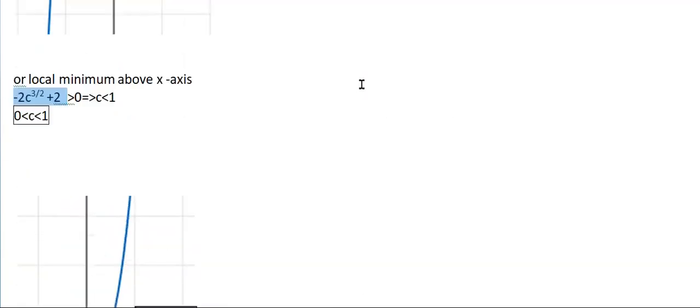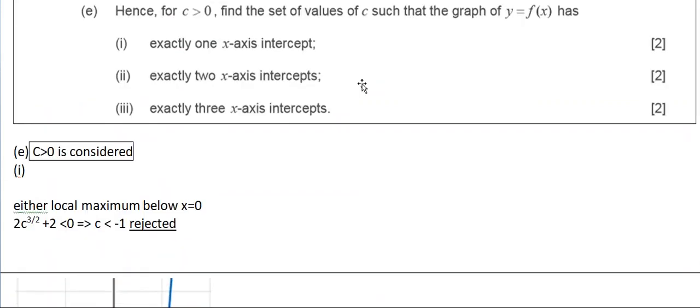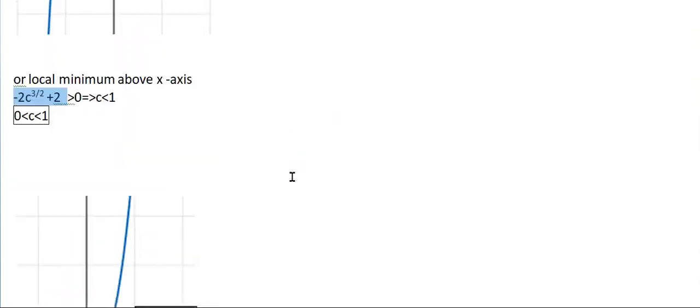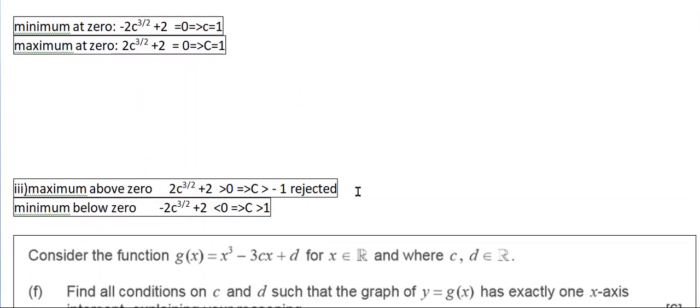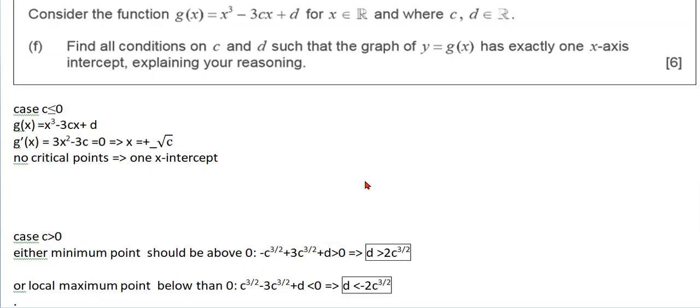So they ask us for exactly one x-axis intercept. Either the minimum should be above 0. In this question, they want us to find all conditions on c and d such that the graph has exactly one x-axis intercept, explaining your reasoning.